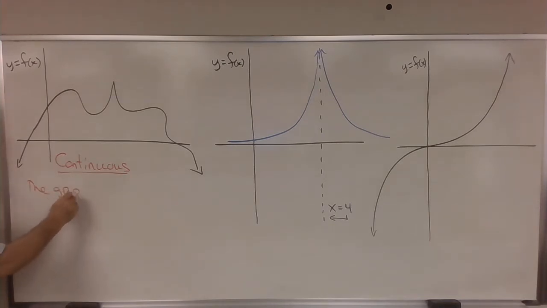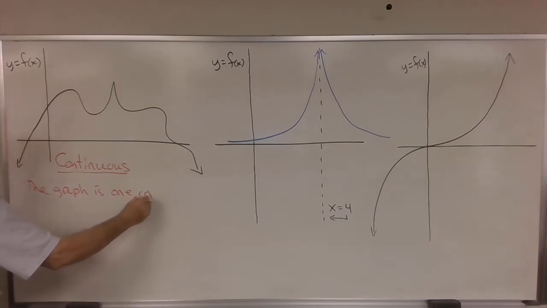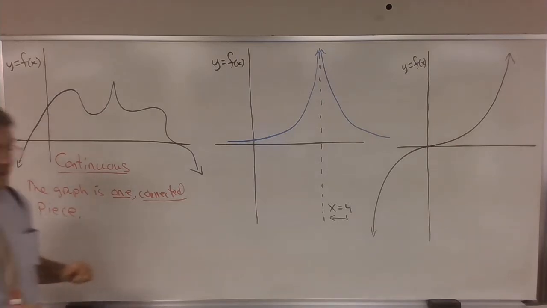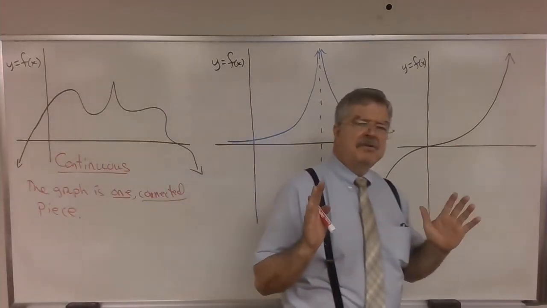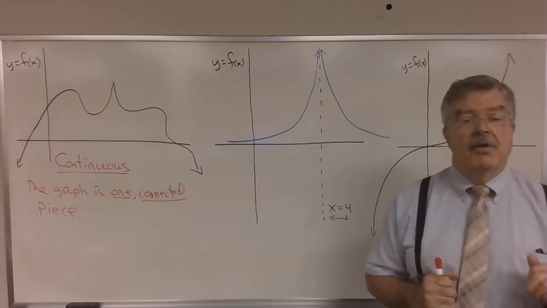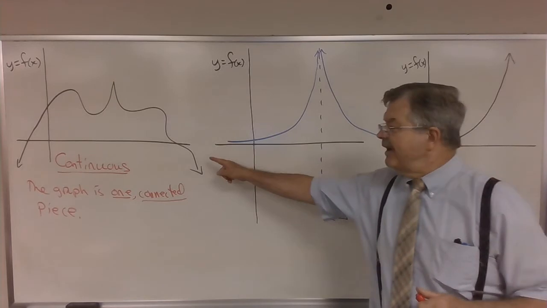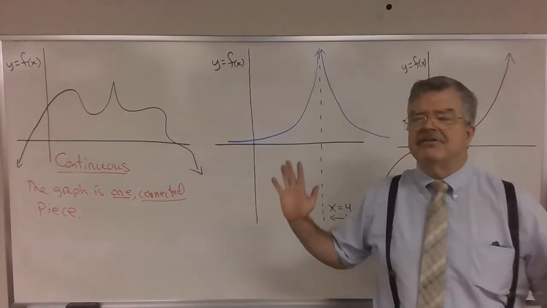And we'll give a reason. It's one connected piece of spaghetti. The graph consists of one piece, and it's connected. The graph isn't broken into two separate pieces, or three separate pieces, or four separate pieces. This graph is one connected piece, it's continuous.